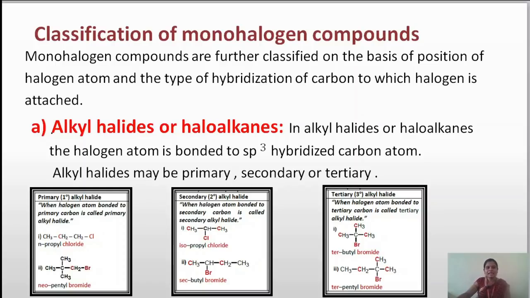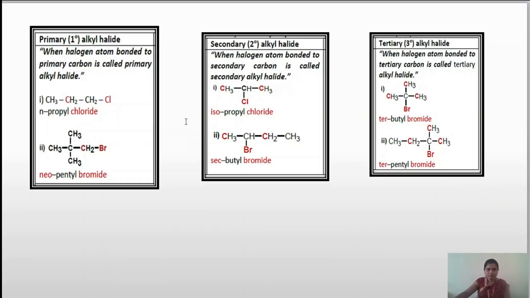First is the alkyl halide or haloalkanes. In alkyl halides or haloalkanes, the halogen atom is bonded to sp3 hybridized carbon. So the most required condition for the alkyl halide or haloalkane is that the halogen atom is bonded to sp3 hybridized carbon and that hydrocarbon skeleton must be saturated. So there are again three types of these alkyl halides. They may be primary, secondary or tertiary. We will explain it.